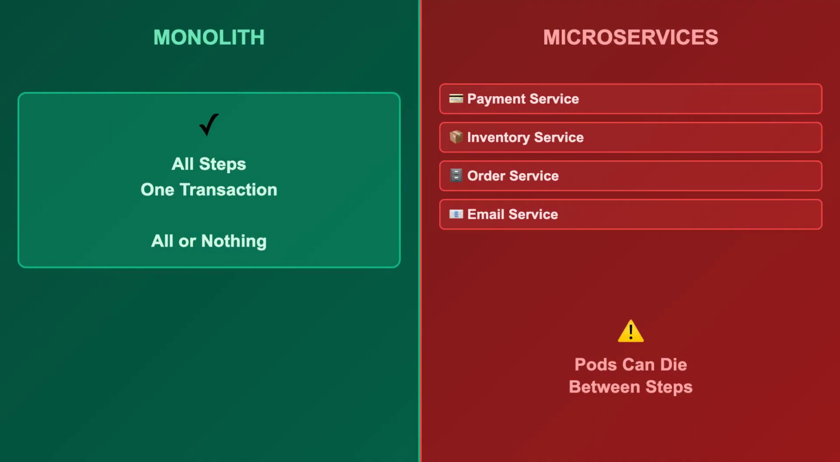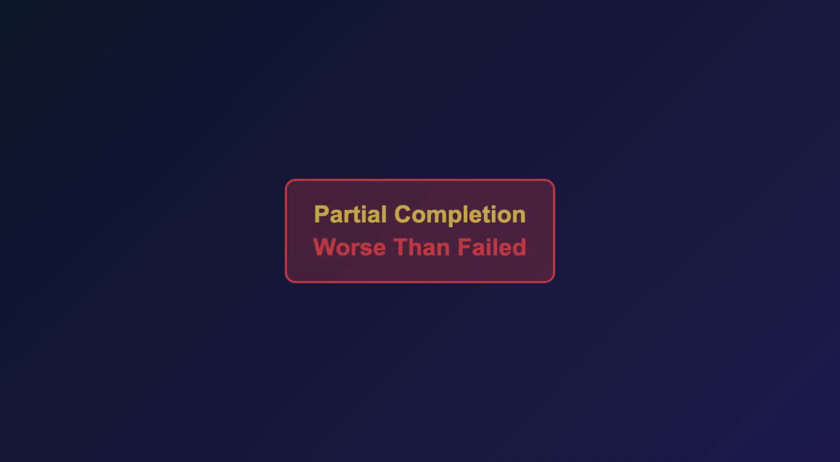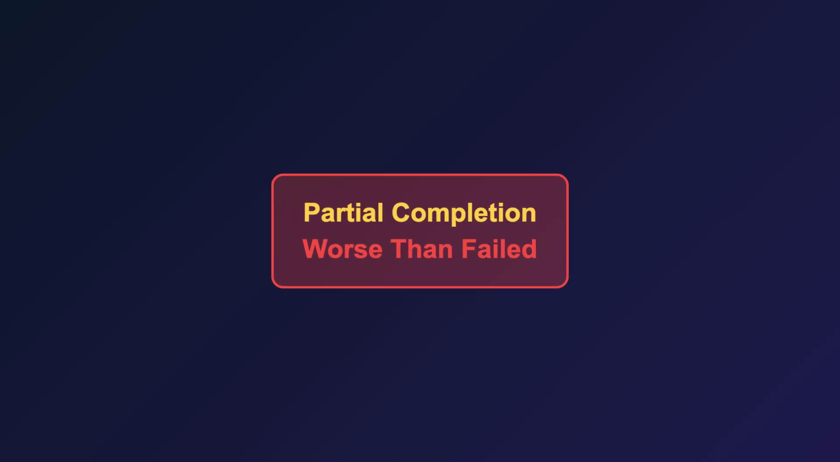But in microservices with Kubernetes, each step calls a different service. Each step takes time. Pods can restart between any step. Payment service success. Pod dies. Email service never reached. The transaction is partial and partial is worse than failed. Here's what makes this brutal.